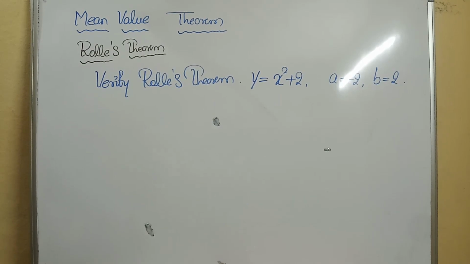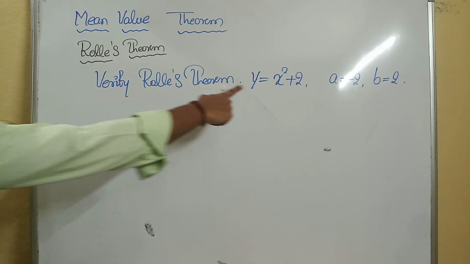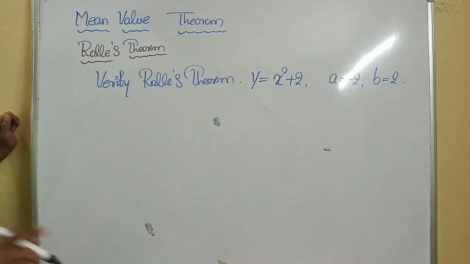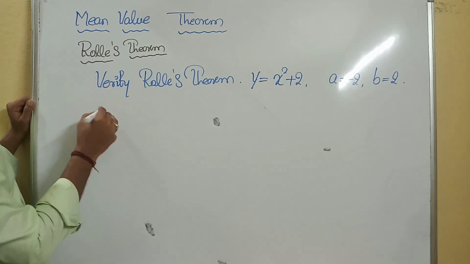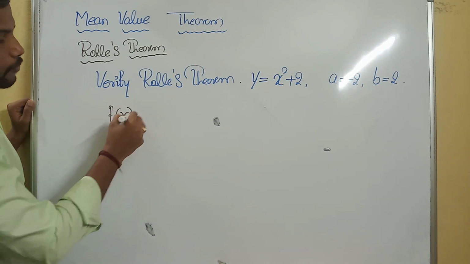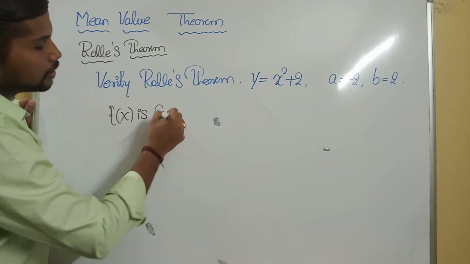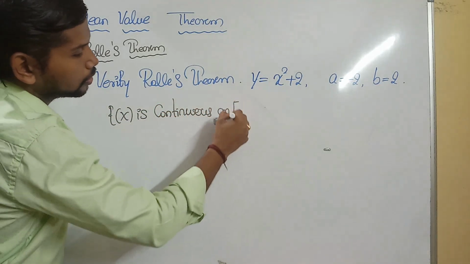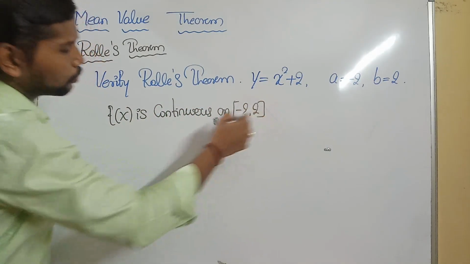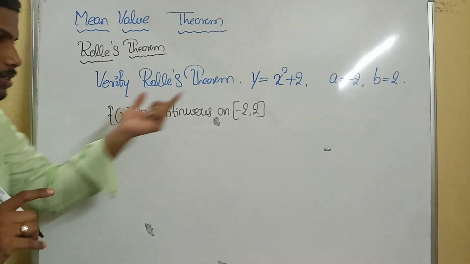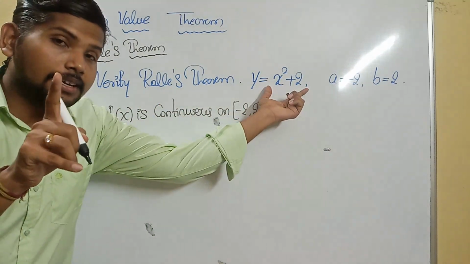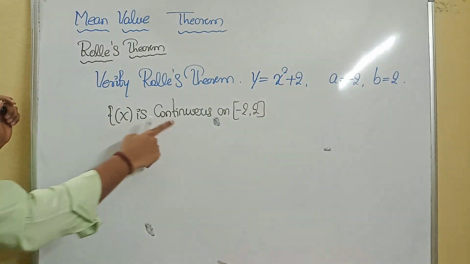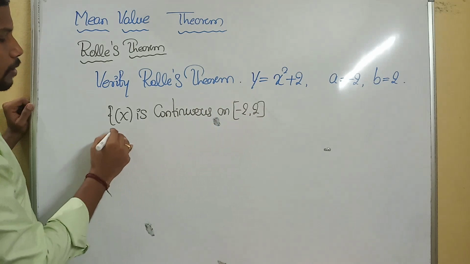Focus on the board. Verify Rolle's theorem for the function y is equal to x square plus 2, a is equal to minus 2, b is equal to plus 2. What I told in the theorem: f of x is continuous on closed interval minus 2 comma 2. Why are we writing it is continuous? Because it's a polynomial function. We already learned all the polynomial functions are continuous. That's why f of x is continuous on minus 2 comma 2.